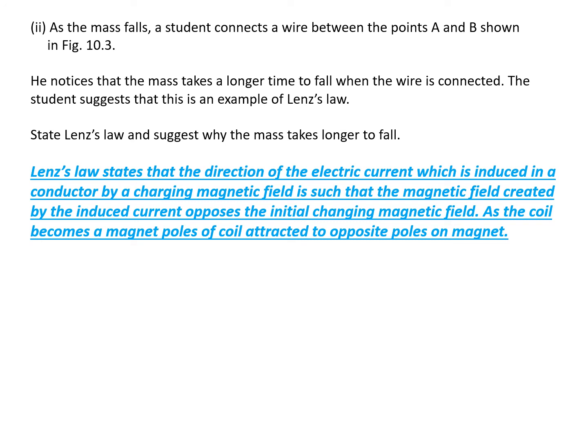Lenz's law states that the direction of the electric current which is induced in a conductor by a changing magnetic field is such that the magnetic field created by the induced current opposes the initial change in magnetic field. As the coil becomes a magnet, a pole of the coil attracts the opposite pole.